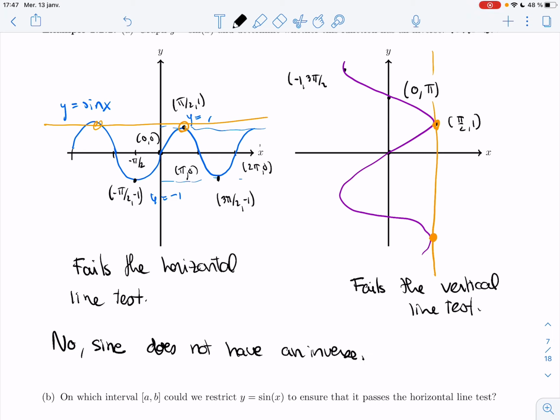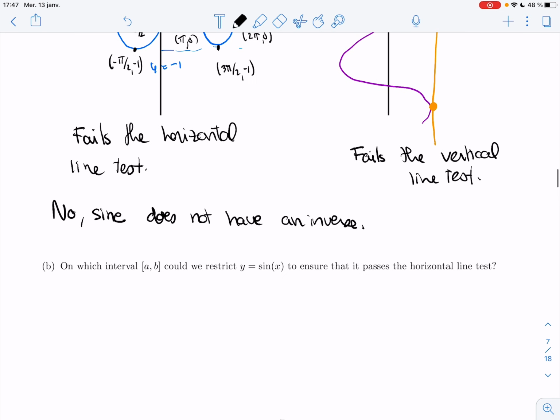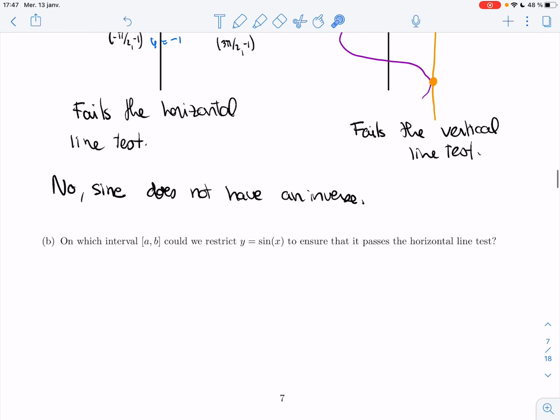All right, but we've seen this with x squared. It's not because there's no inverse that we can't actually work with some sort of inverse-ish. So the next question will have us think about that. On which interval could we restrict y equals sine of x to ensure that it passes the horizontal line test? All right, so let me resketch. I think it's going to be easier to follow if I have a new graph. So I'm going to sketch it like this.